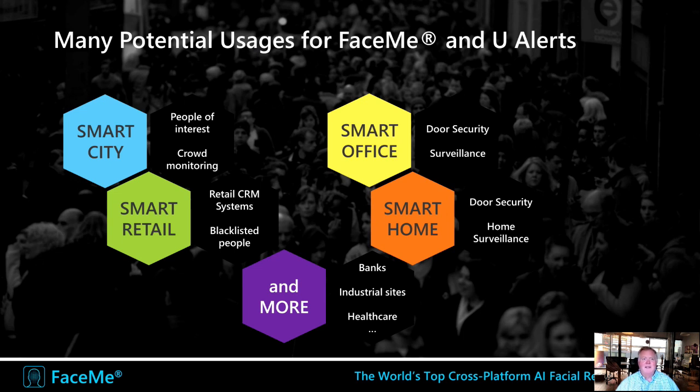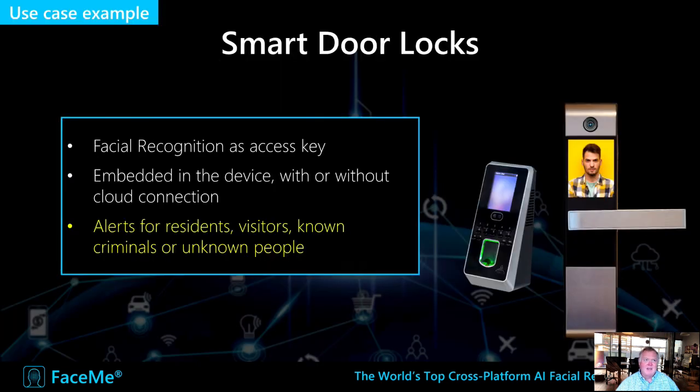There are many use cases for FaceMe and U Alerts. Smart city, to identify people of interest or monitor crowds. In retail, it can connect into CRM systems for loyalty customers, or just protect the facilities by identifying blacklisted people when they enter. In smart offices and smart homes, it can do door security and surveillance, and the application can also be useful in many more areas such as banking, industrial site monitoring, healthcare, and others. Let me share a few use cases with you.